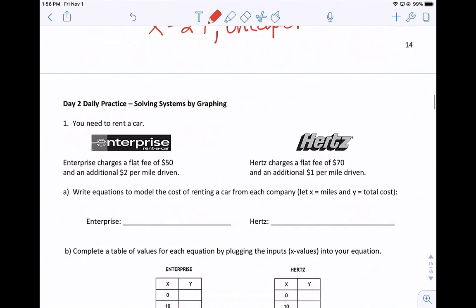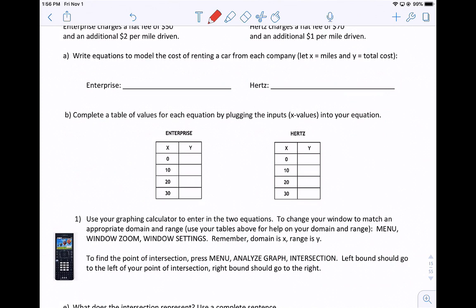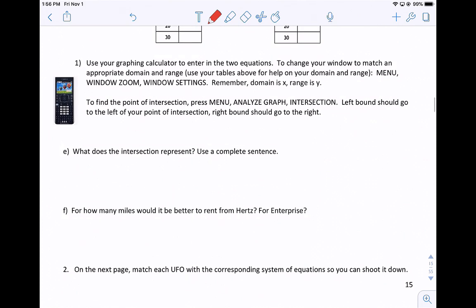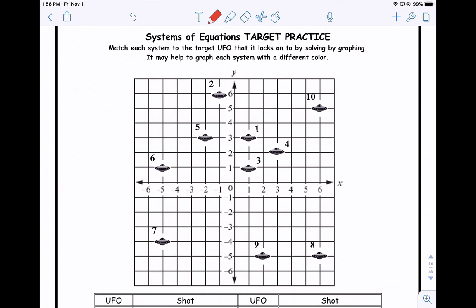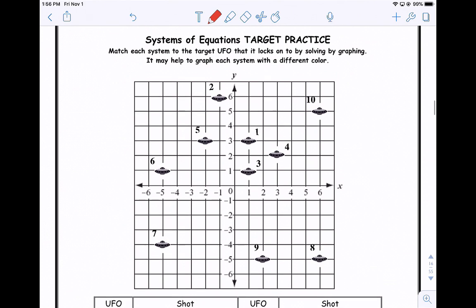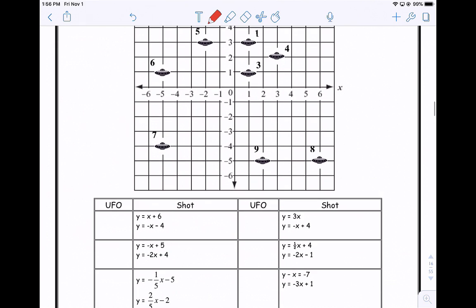Today you're going to practice solving systems by graphing. Do this on your graphing calculator. You can also make a table to do that. Then you have this system of equations target practice. It says match each system to the target UFO that it locks on by solving by graphing. It may help to graph each system in a different color.